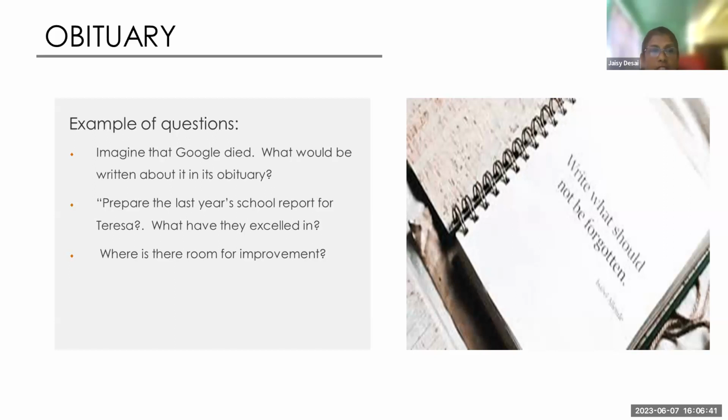Then you do the obituary, which is this. Imagine that person died. Imagine Google, whose personification you did, died. What would you write in the obituary? Would you write that you miss him a lot? Would you write about his strengths? Would you write about his weaknesses? All those little nuances keep coming up when you write an obituary.